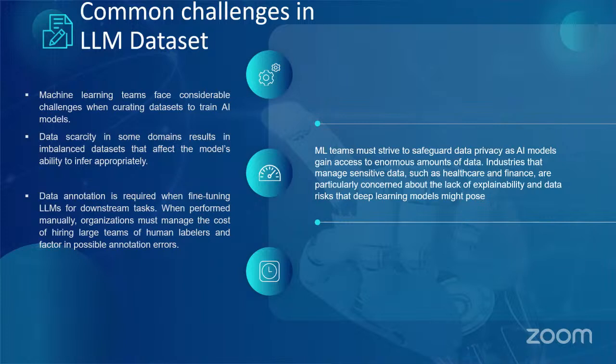Machine learning teams must strive to safeguard data privacy as AI models gain access to enormous amounts of data. Industries that manage sensitive data, such as healthcare and finance, are particularly concerned about the lack of explainability and data risk that deep learning models might pose. So what we can do, if there is an imbalanced data set, is use data augmentation techniques to balance our data sets. Likewise, we can overcome all these challenges to make our model good in terms of accuracy, best classifications and other things.